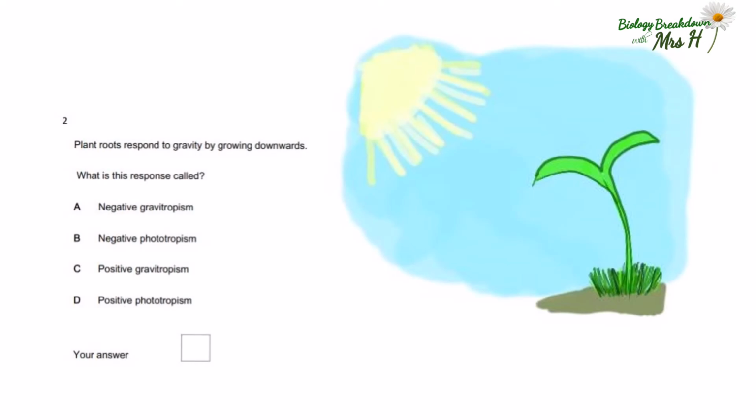Plant roots respond to gravity by growing downwards. What is this response called? Well, they're growing towards gravity in the same direction, so that is a positive, and it must be positive gravitropism, so that is C.